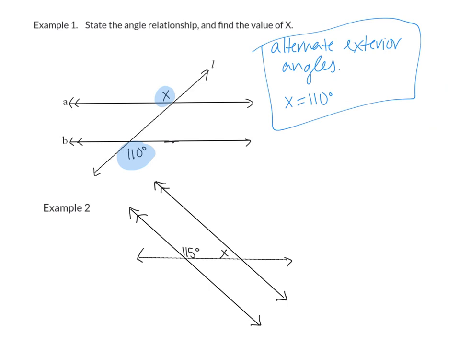Okay, so the same directions. This problem now has our parallel lines and our transversal. Notice they're oriented differently. Instead of the parallels being horizontal, they're going at a diagonal. It's still going to be the same rules. So if you guys want to pause it and see if you can figure out what the relationship is and then the value of x, I'm going to give you time to do that right now.